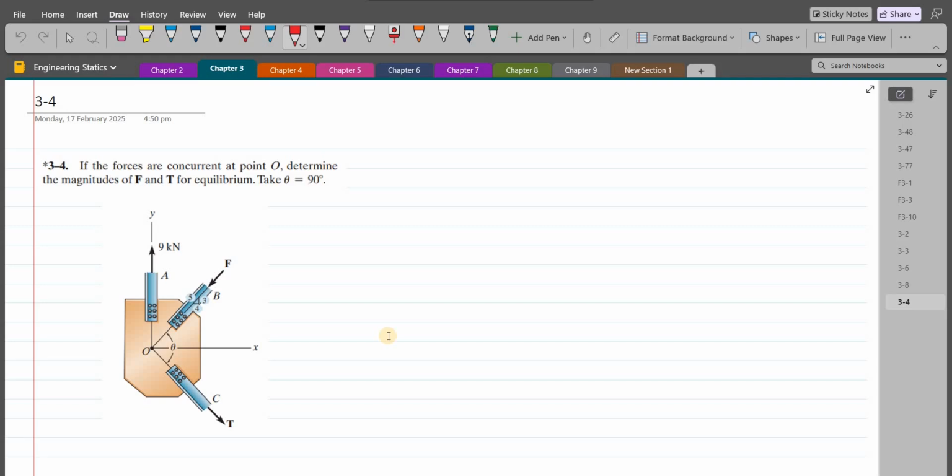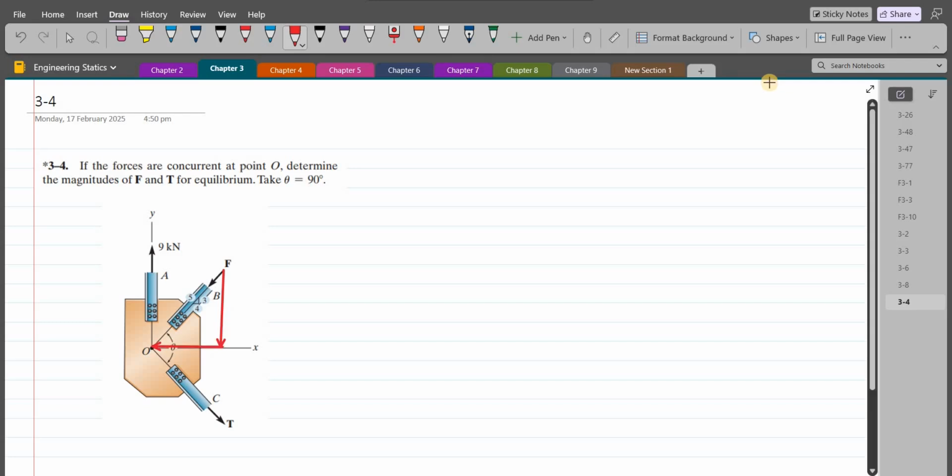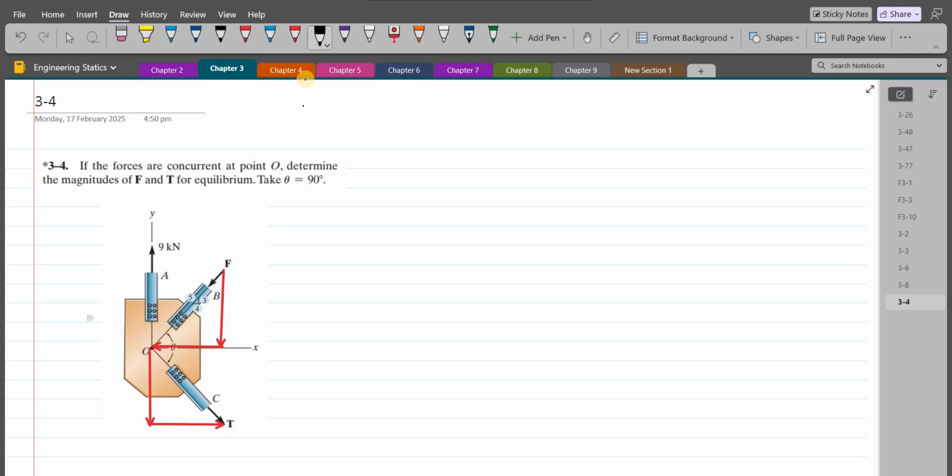Now to solve this problem, first of all, I have to resolve the forces along the x and the y axis. So for force F, I have a vertical component and the horizontal component. Similarly, for the force T, I have a vertical component and the horizontal component. Let's consider this angle as alpha and let's call this angle beta.